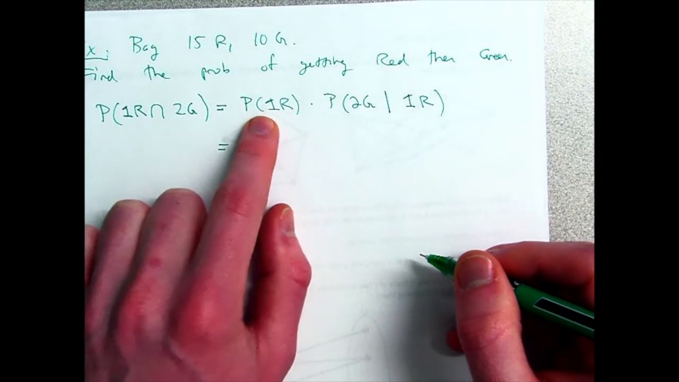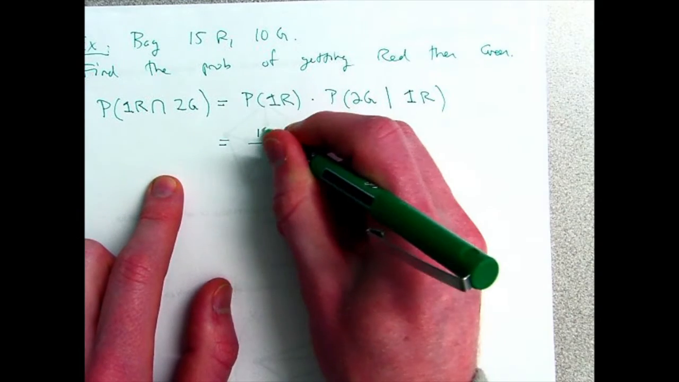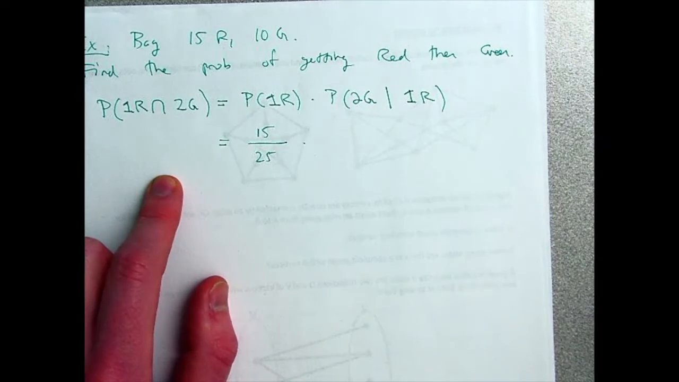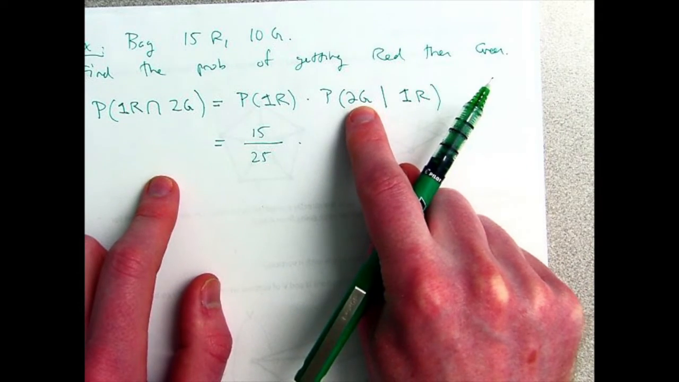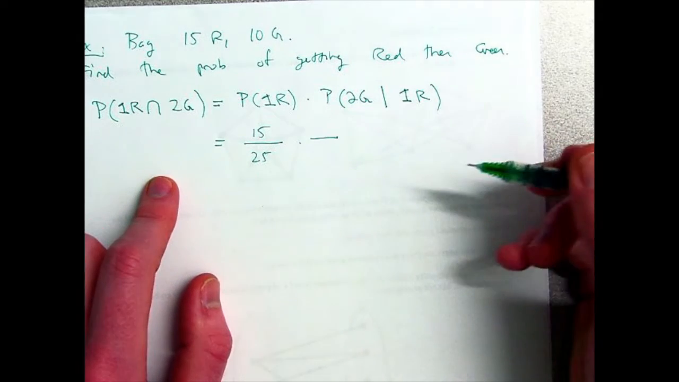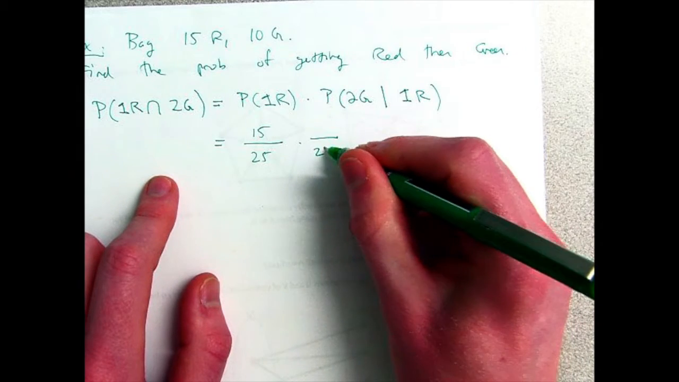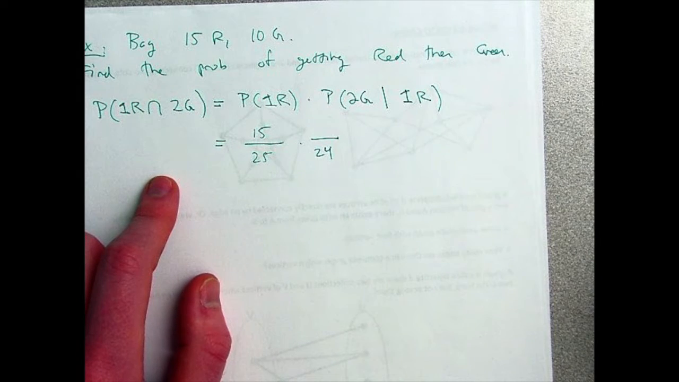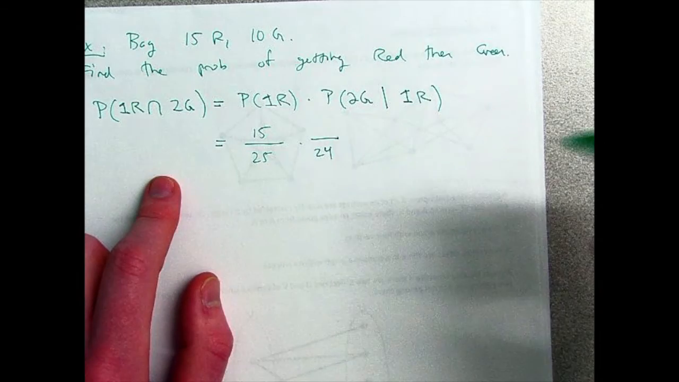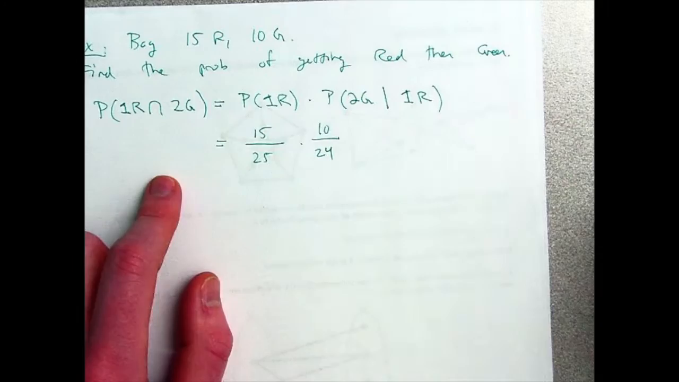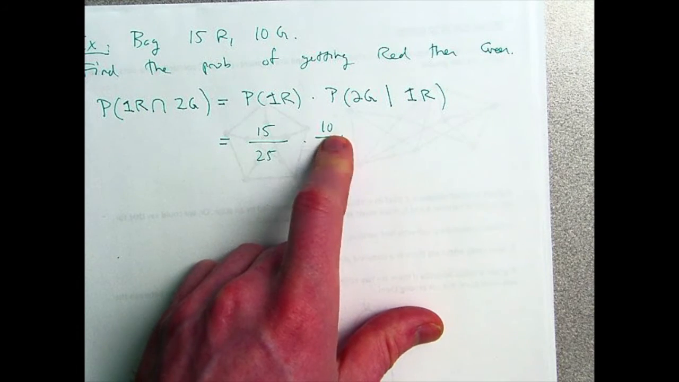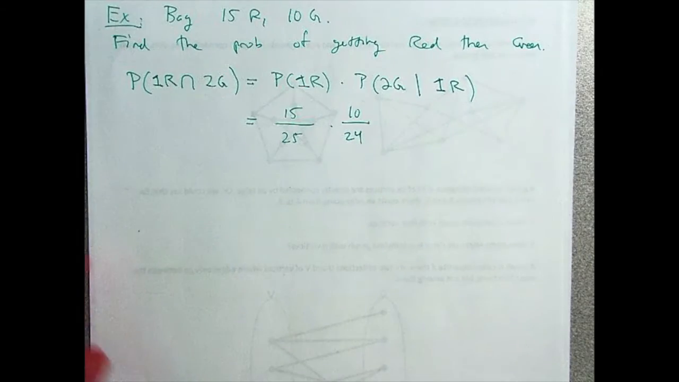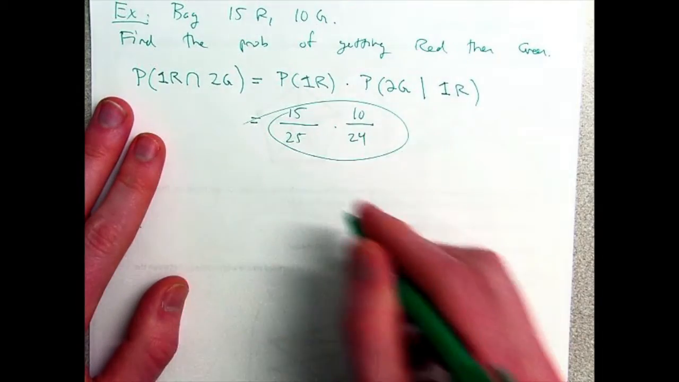So let's compute these things. The probability that the first marble is red: there are 15 red marbles out of 25 marbles in the bag, so that's 15 out of 25. The probability that the second marble is green given that the first marble was red: understanding that the first marble was red, we know there are now only 24 marbles in the bag. Not all of them are green, but all of the green marbles are still left over. There are still 10 green marbles left in the bag. And that's all it is.